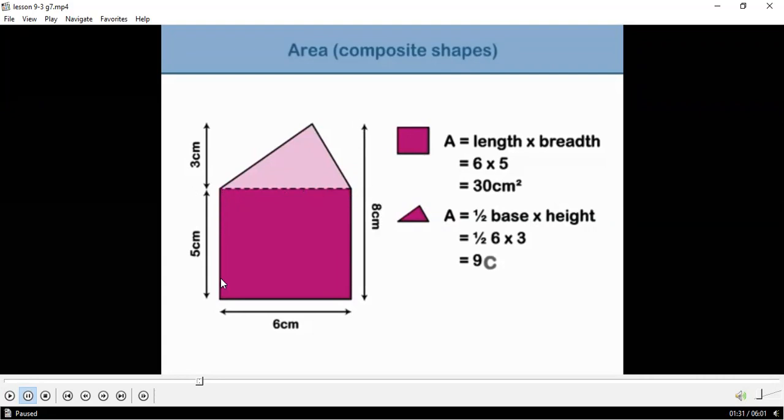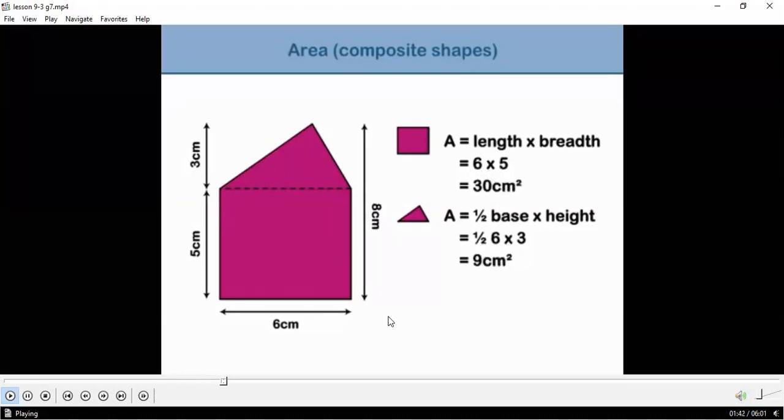But we already cut apart the rectangle. How many? The height of the rectangle was 5 centimeters. So the rest should be 3 centimeters. Then to calculate the area of the triangle, it will be half times base times height. Then it will be half times 6 times 3. 6 times half equals 3. 3 times 3 equals 9. Then the area of the triangle equals 9 square centimeters.